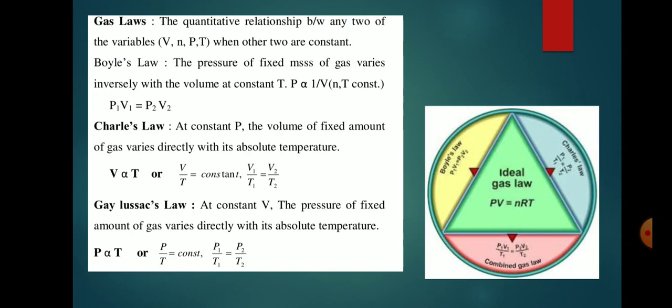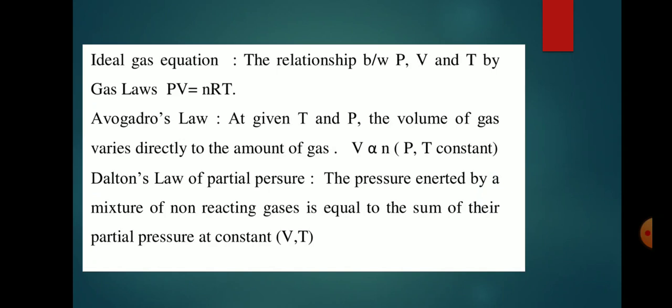See the given diagram. The Boyle's law, P1 V1 is equal to P2 V2. The Charles' law, P1 by T1 is equal to P2 by T2. The combined gas law, P1 V1 by T1 is equal to P2 V2 by T2. Finally, the ideal gas law, PV is equal to nRT. Ideal gas equation. The relationship between pressure, volume and temperature by gas laws given by PV is equal to nRT.